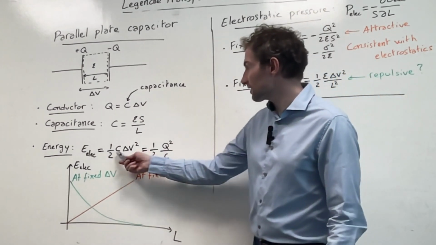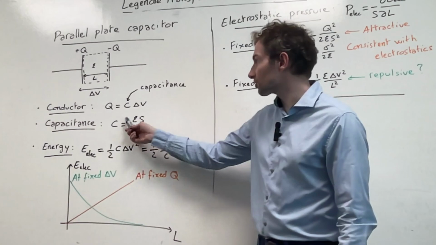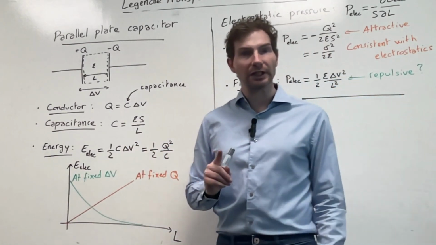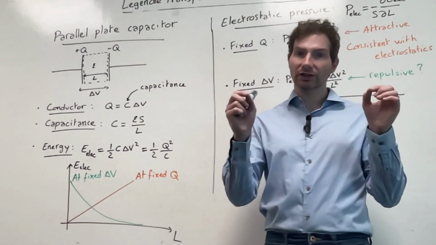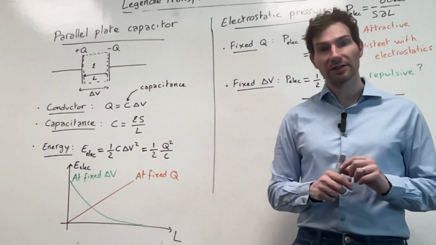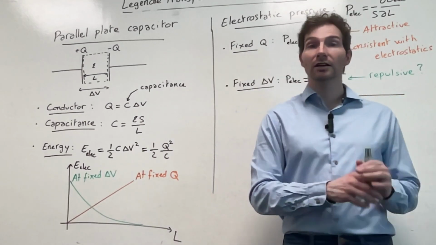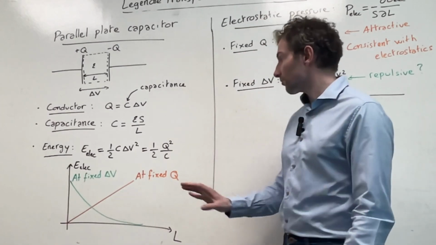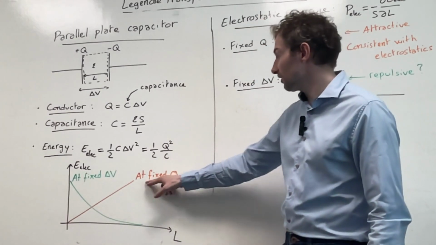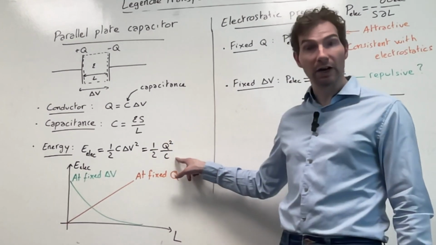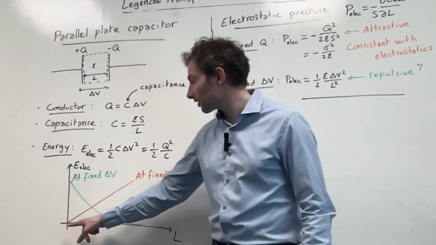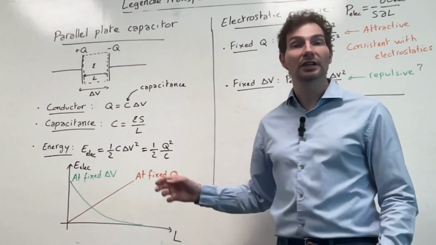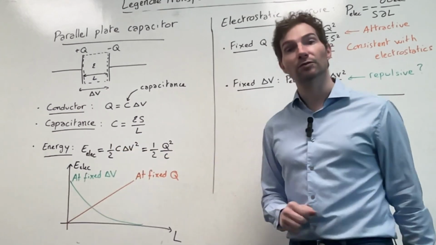The function C here, the capacitance, is a function of L, the distance between the plates. And what I'm interested in here is plotting the electrostatic energy stored in the capacitor as a function of L, with two different experimental conditions. The first experimental condition is you fix Q, so you use the equation on the right-hand side, and in that case, the energy is a straight line from zero, simply increasing as you increase the distance between the plates.